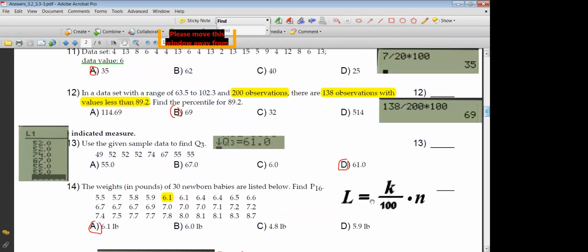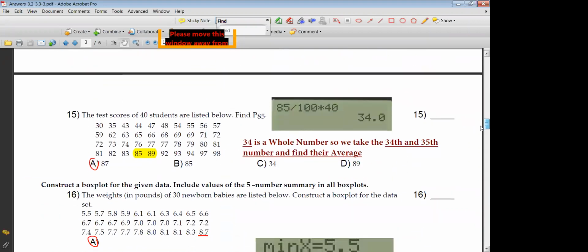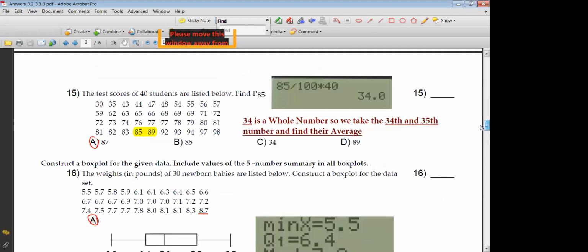The L in this formula stands for location. It's not giving you the answer immediately. It's just telling you the location where you're going to find the number in the 85th percentile. Now, if I'm in the 85th percentile, just think about this. If your professor says, well, your score was in the 85th percentile, that means you did better than 85% of everybody else. You did a high score.